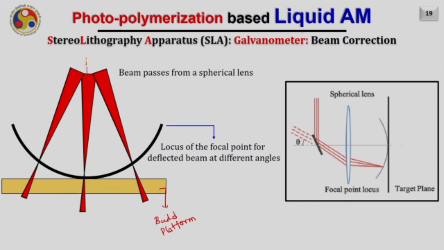So if the laser beam is getting deflected and falling vertically on the build platform, then this is the laser beam, and you can see its focal point will be at this location. Let me call it the focal point. Now if the laser beam is deflected by the galvanometer and this is the new position of the laser beam, as the focal distance remains the same, this will be the focal point. In other words, the locus of the focal point for the beam deflected at different angles will follow this spherical path. In a 2D plane, it will be a circular path, of course.